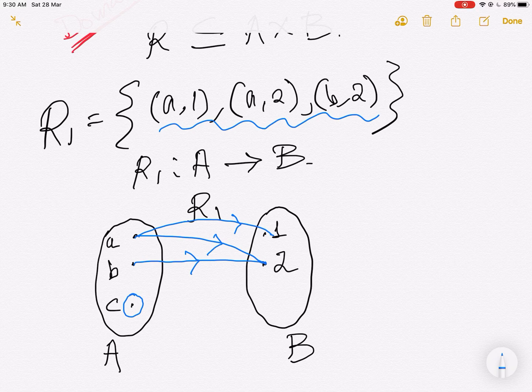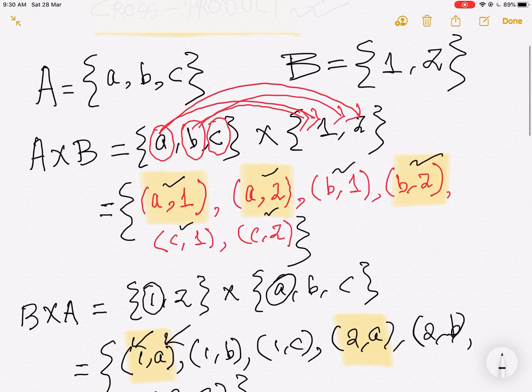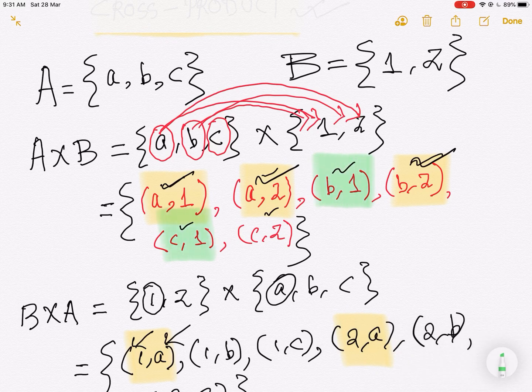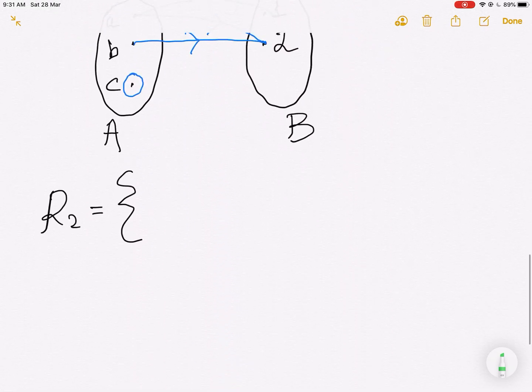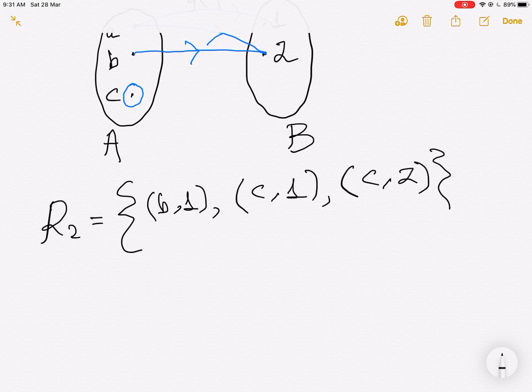Similarly, we can have another relation between the same two sets A and B defined by R2. We can choose another relation R2. Simply we have to choose another subset of A cross B. So if I now choose another subset of A cross B, these are the three initial pairs (a,1), (a,2) and (b,2), these pairs we chose earlier. Now let us choose some different pairs marked by green, say (b,1), (c,1) and (c,2). Let us choose these three pairs (b,1), (c,1) and (c,2). So the set R2 contains the ordered pairs (b,1), (c,1) and (c,2).